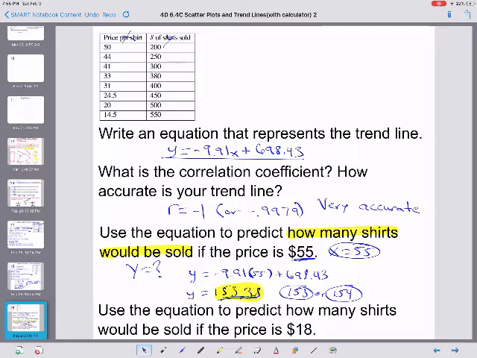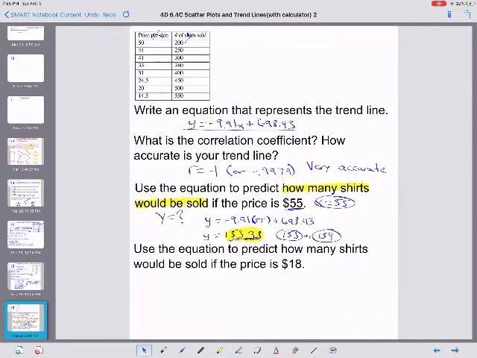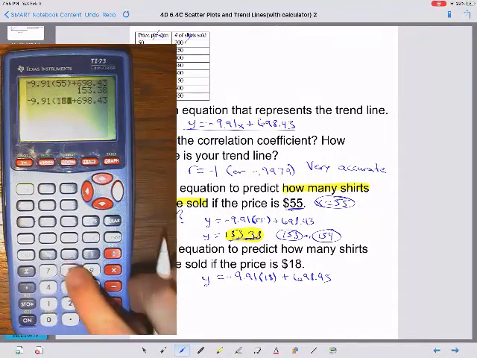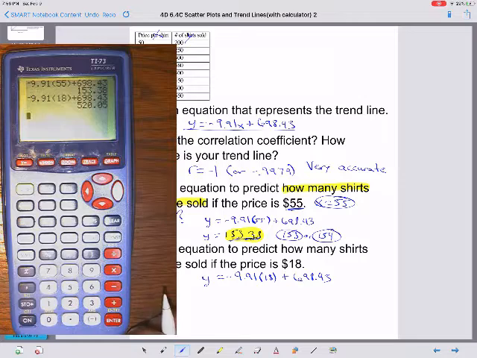Well, what if I price them for 18? Well, use the equation again. Y equals negative 9.91. This time the price is going to be $18, plus $698.43 here. And then just type that into your calculator. It comes out to 520.05, so about 520 or 521 shirts we would sell if we priced them at $18.